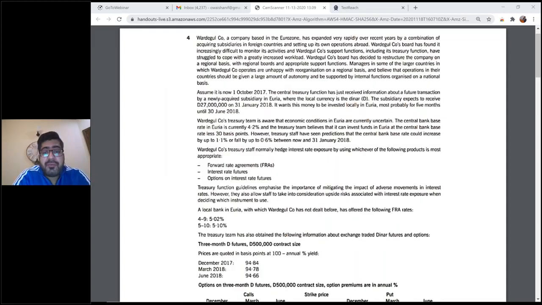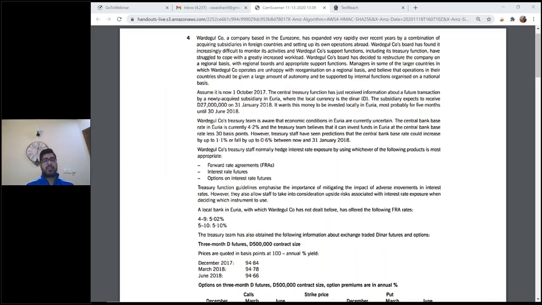However, the treasury staff have seen predictions that the central bank base rate could increase by up to 1.1% or fall by up to 0.6% between now and 31st January. I told you there are always going to be two cases in the exam. Wadikul's treasury staff normally hedge interest rate exposure by using whichever of the following products is most appropriate: FRAs, interest rate futures, and options.